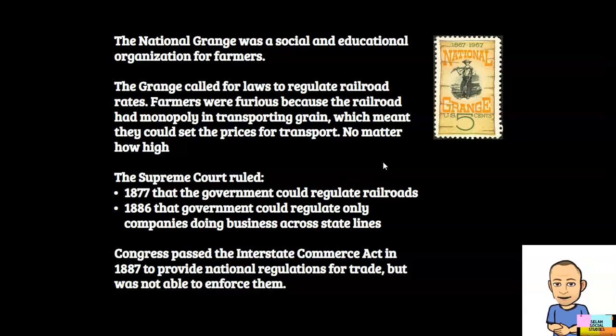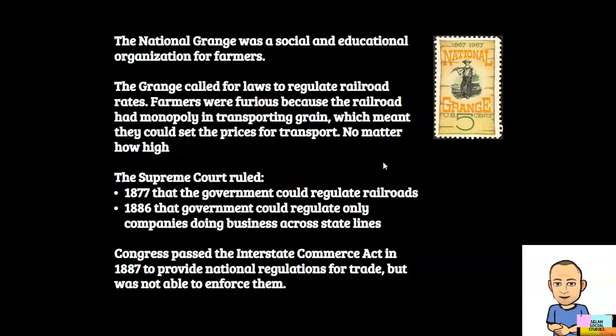So you'd have all these farmers that were harvesting all their grain, and the only way that they can get it shipped anywhere in the United States is on the railroad. And the railroad was a monopoly, which means there was no more competition to be able to ship this grain. So they were able to set the price at whatever they wanted, angering farmers. And because of this, the Supreme Court ruled in 1877 that the government could regulate railroads.